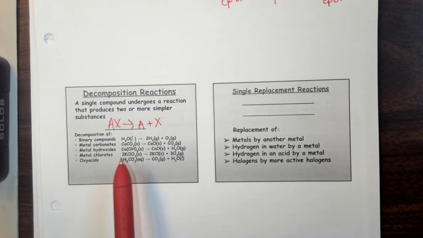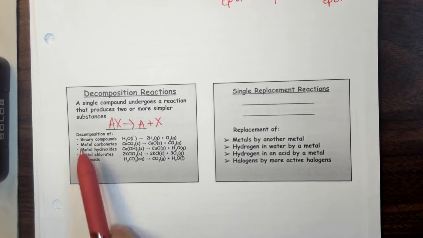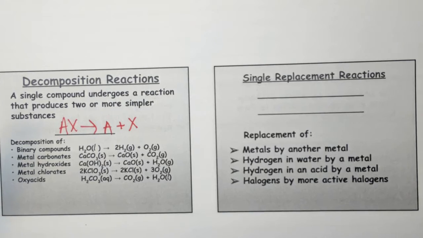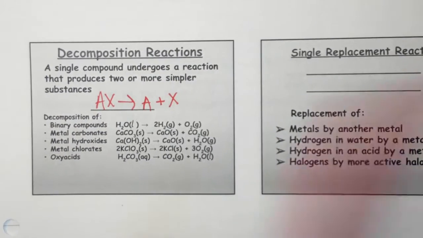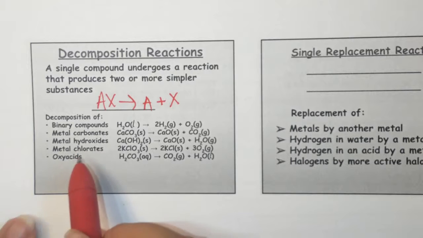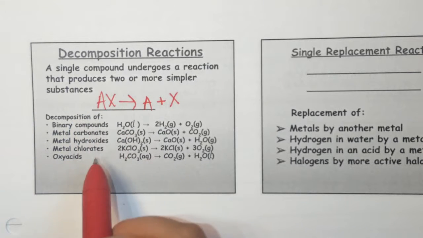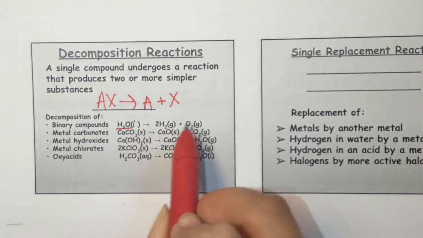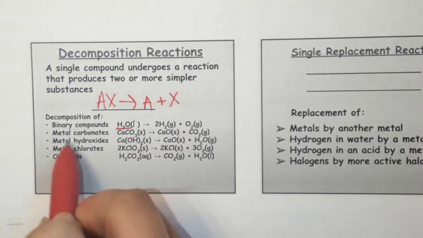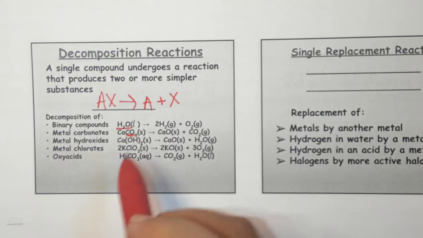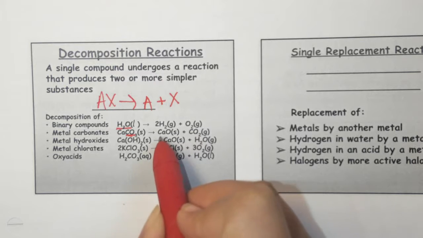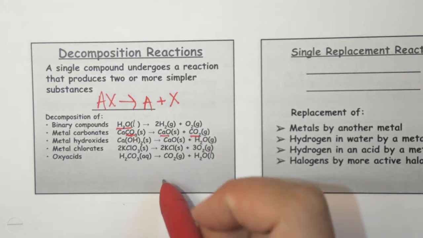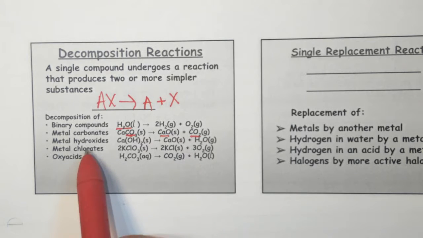I told you guys that you need to memorize these different types of problems. If it's binary, which means only 2 elements are involved, it's going to automatically split into those 2 individual elements. If it's a metal carbonate, so carbonate is present, the metal and oxygen are going to combine, and then we have one CO2 molecule always, and that's important when we get to predicting products. Same thing with hydroxides.